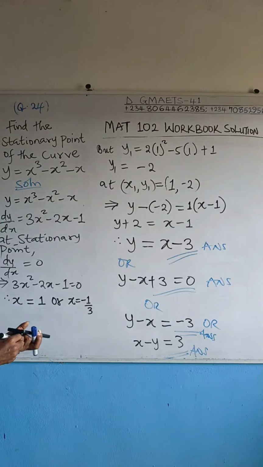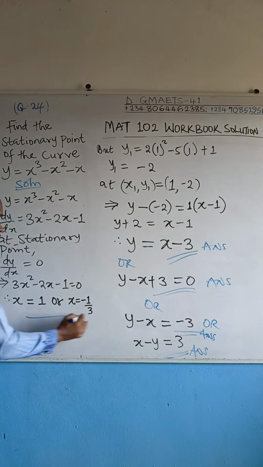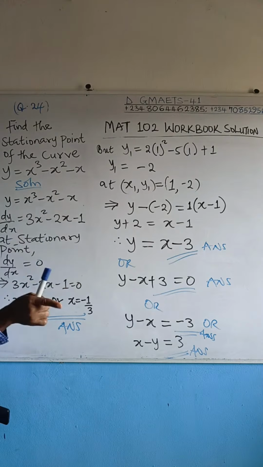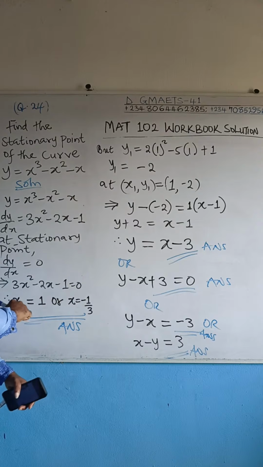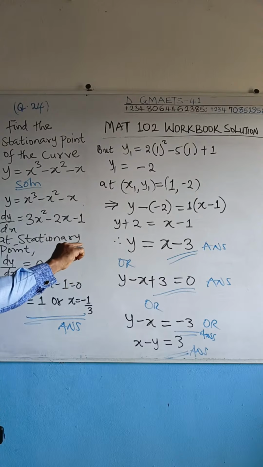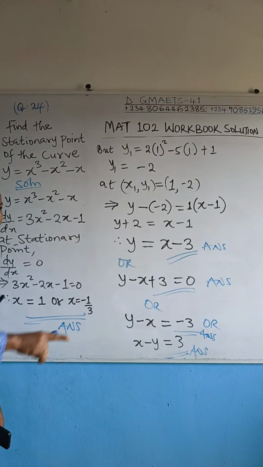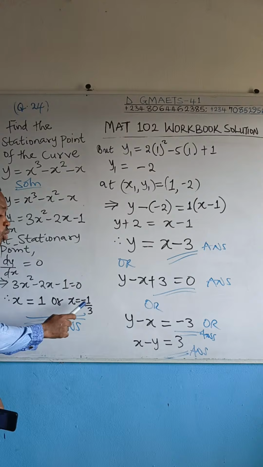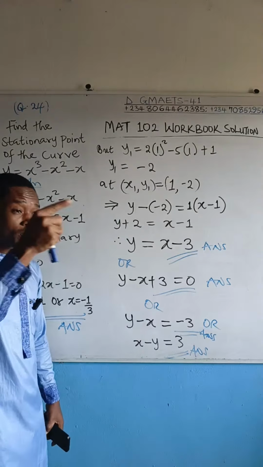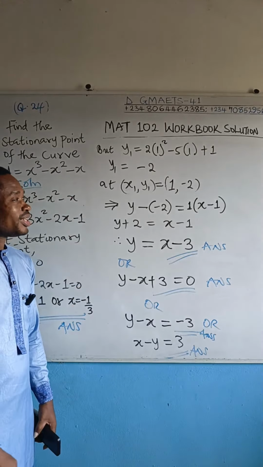And of course, we are done with this question. These are the stationary points. It means that if you are moving along this curve, at x equal to 1 there is going to be a turn. If you are plotting the graph, let's say it's going this way, at x equal to 1 the graph will curve, either curving down or curving up. Don't worry, I'm not going to talk much about that. Then at x equal to minus 1 over 3, the graph will change direction again. So there is going to be another turning point. So that is it. We are done.